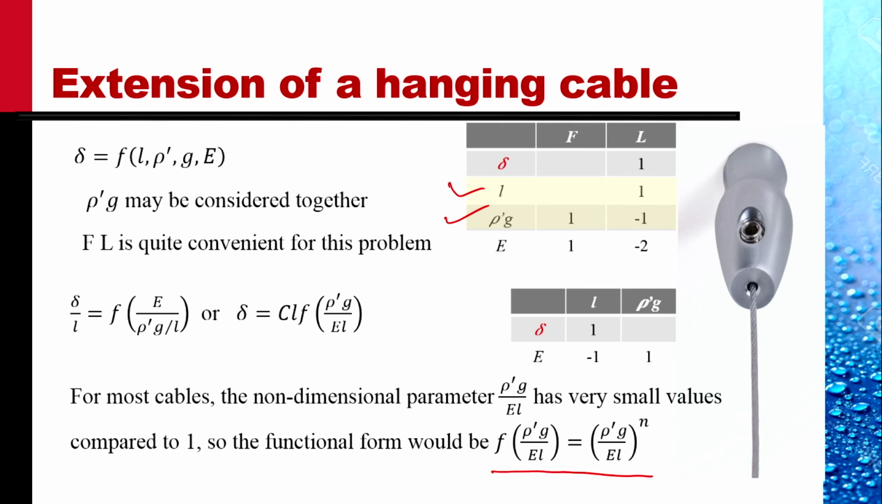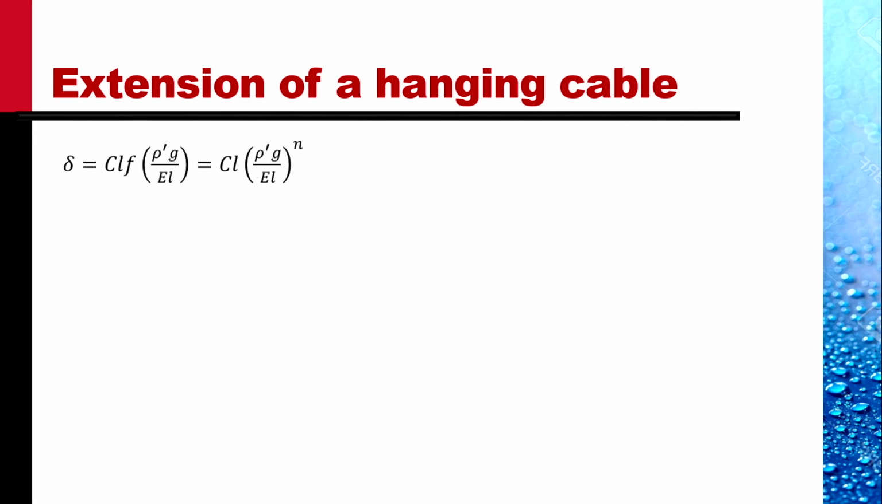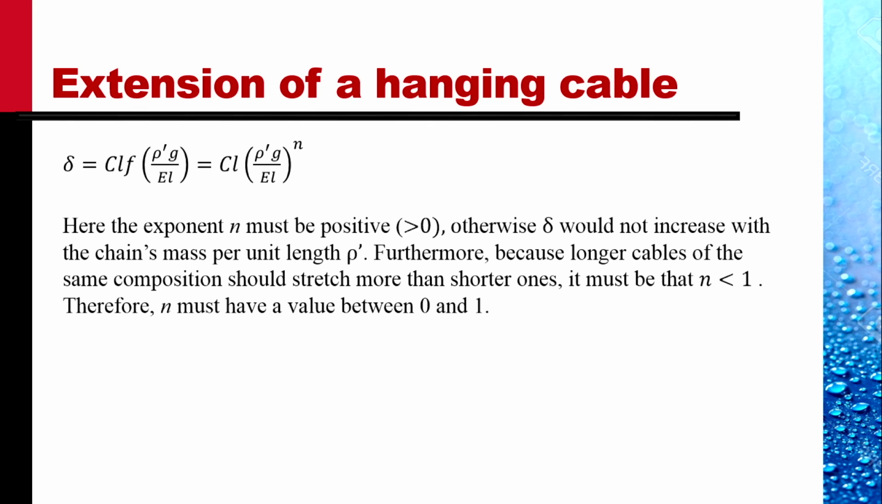So the functional form should be like x raised to the power n. Now, we could draw some arguments about the value of n. Here the n must be positive, because if n is not positive, then delta would not increase with the change in mass rho prime. For a heavier chain, delta should be increasing with rho prime, not decreasing. That means n must be positive.